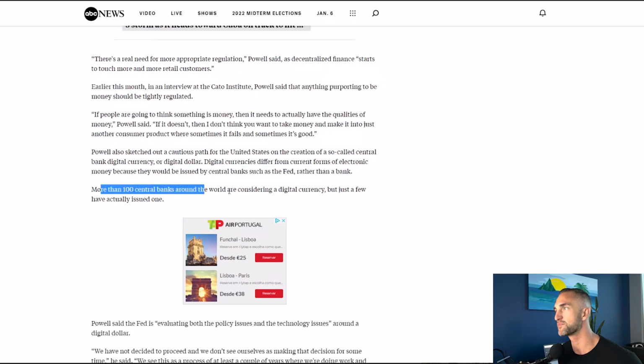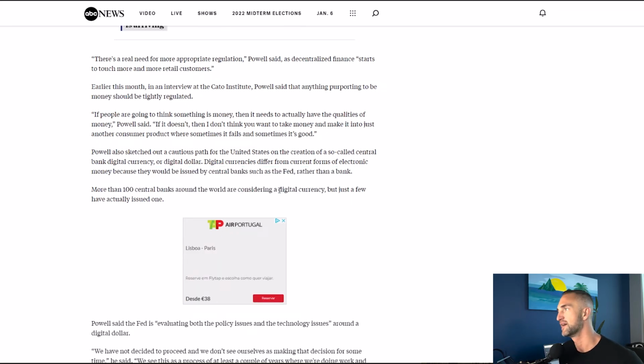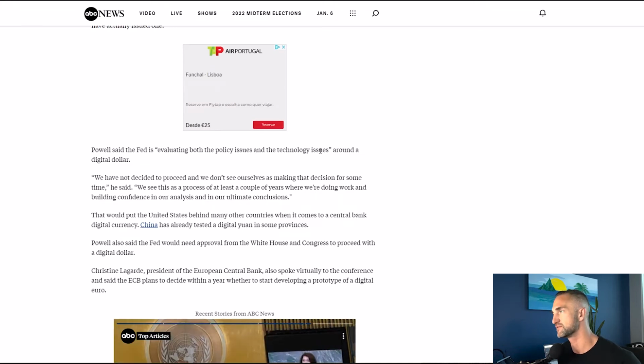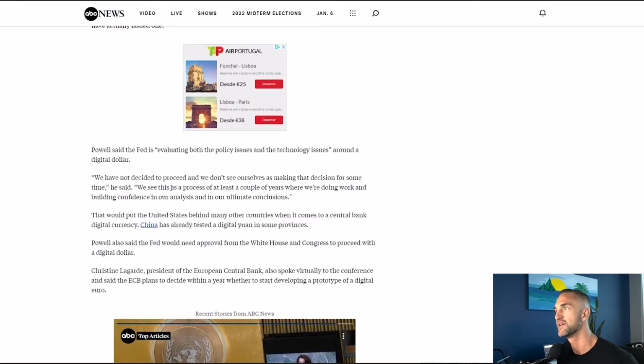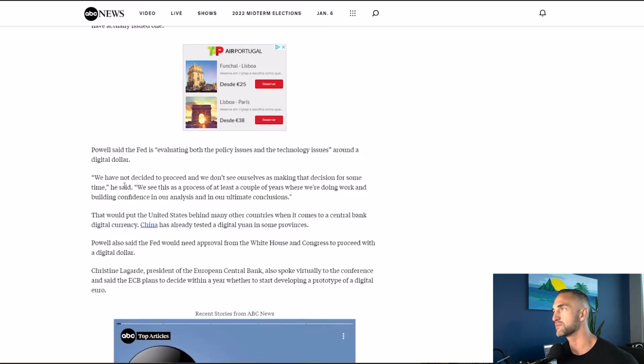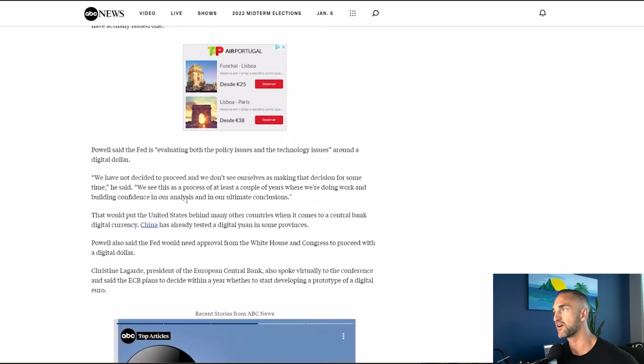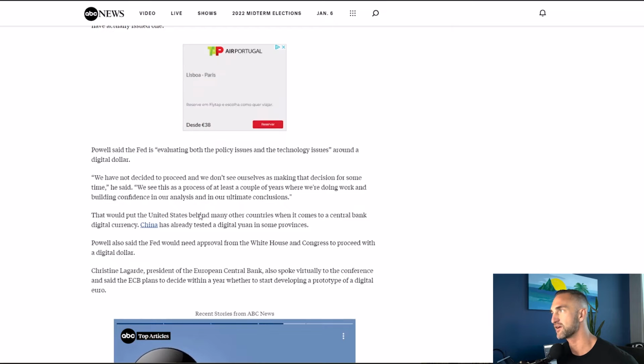More than 100 central banks around the world are considering a digital currency, but just a few have actually issued one. Powell said the Fed is evaluating both the policy issues and technology issues around the dollar. He said, quote, "We have not decided to proceed and we don't see ourselves as making that decision for some time. We see this as a process of at least a couple of years where we're doing work and building confidence in our analysis and in our ultimate conclusions."